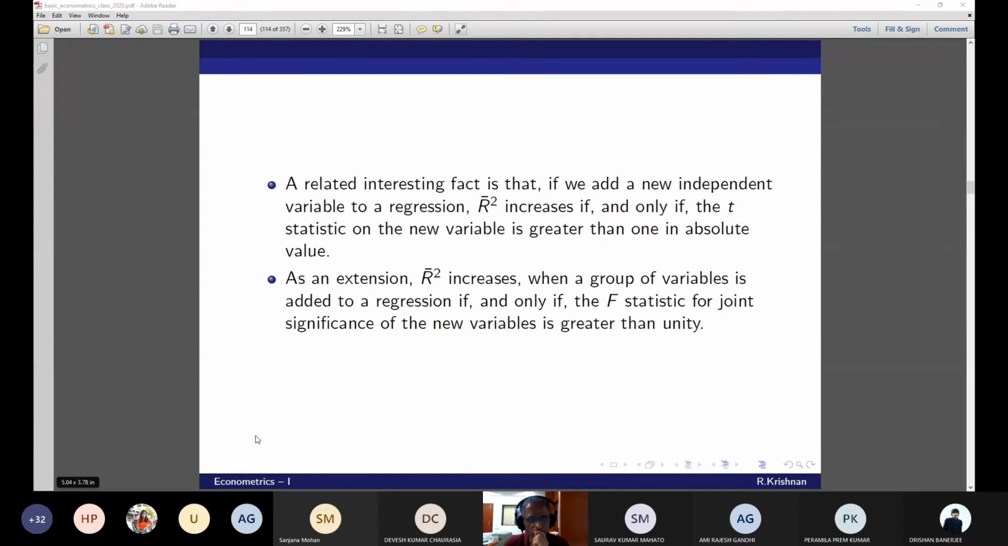Sir, I also don't get the logic why it has to be greater than 1. For example, we can see if it's significant at a certain level of alpha or not.